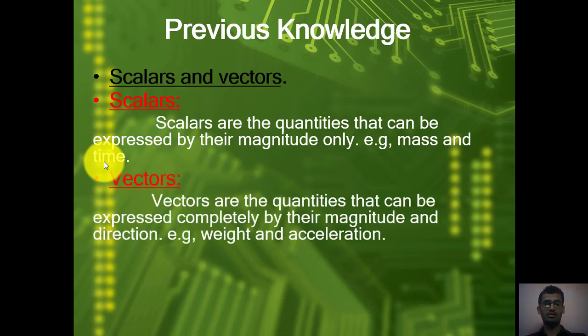Now, the vectors. Vectors are the quantities that can be expressed completely by their magnitude and direction, which means that we cannot describe a vector completely without telling its direction. So, we can say that vectors can be represented completely with the help of magnitude, their direction, and some suitable unit. For example, weight and acceleration.